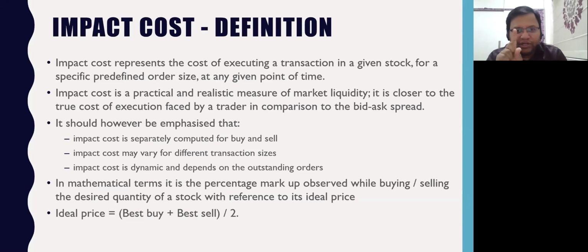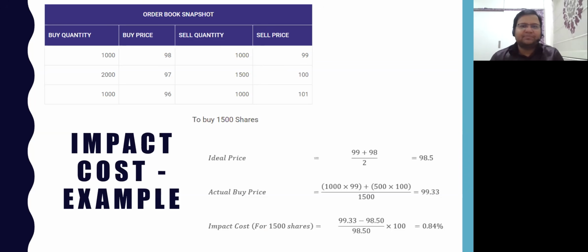So, bachcho, you should understand that there are 3 lines which are written. It should be, however, emphasized that impact cost is separately computed for buy and sell. Impact cost may vary for different transaction sizes. I took a transaction size as 1,500 shares. Impact cost is dynamic and depends on the number of outstanding orders. It keeps on changing. It is not same forever. So, bachcho, ये impact cost का concept आपको चाहिए था.